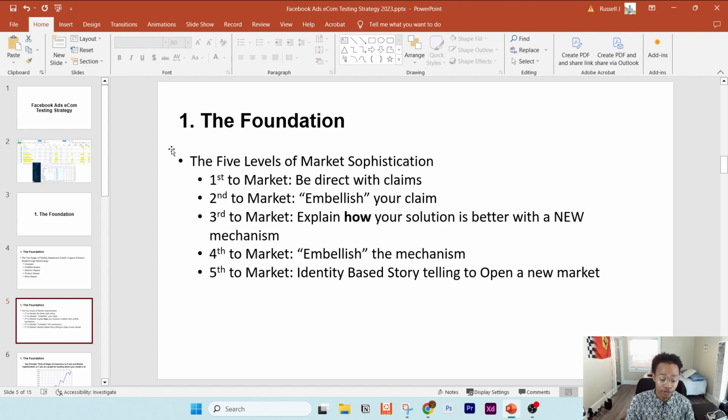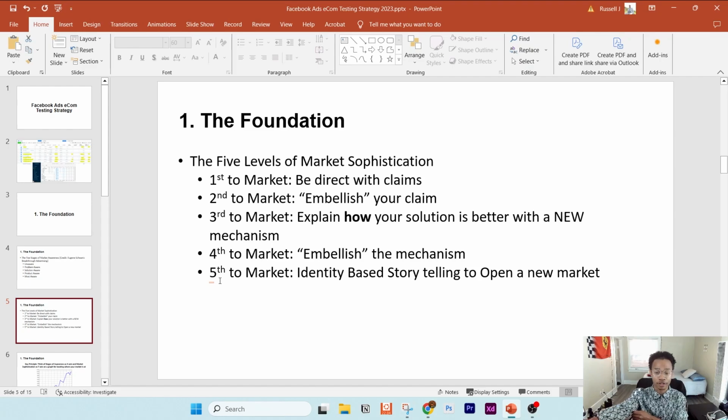Fourth to market is you're going to be embellishing the mechanism. So you're going to be enlarging on the mechanism, and you're going to want to clearly convey how your mechanism does it quicker, faster, easier, etc., right? Fifth to market, this is completely saturated market. And you may have to even open up a new market or take a completely new marketing angle approach, right? And the way you do this is through identity-based storytelling. By starting with the identity of somebody, for example, bridesmaids, they have a specific identity. You're going to want to tell a story to that identity, to that demographic that relates to your product, right?